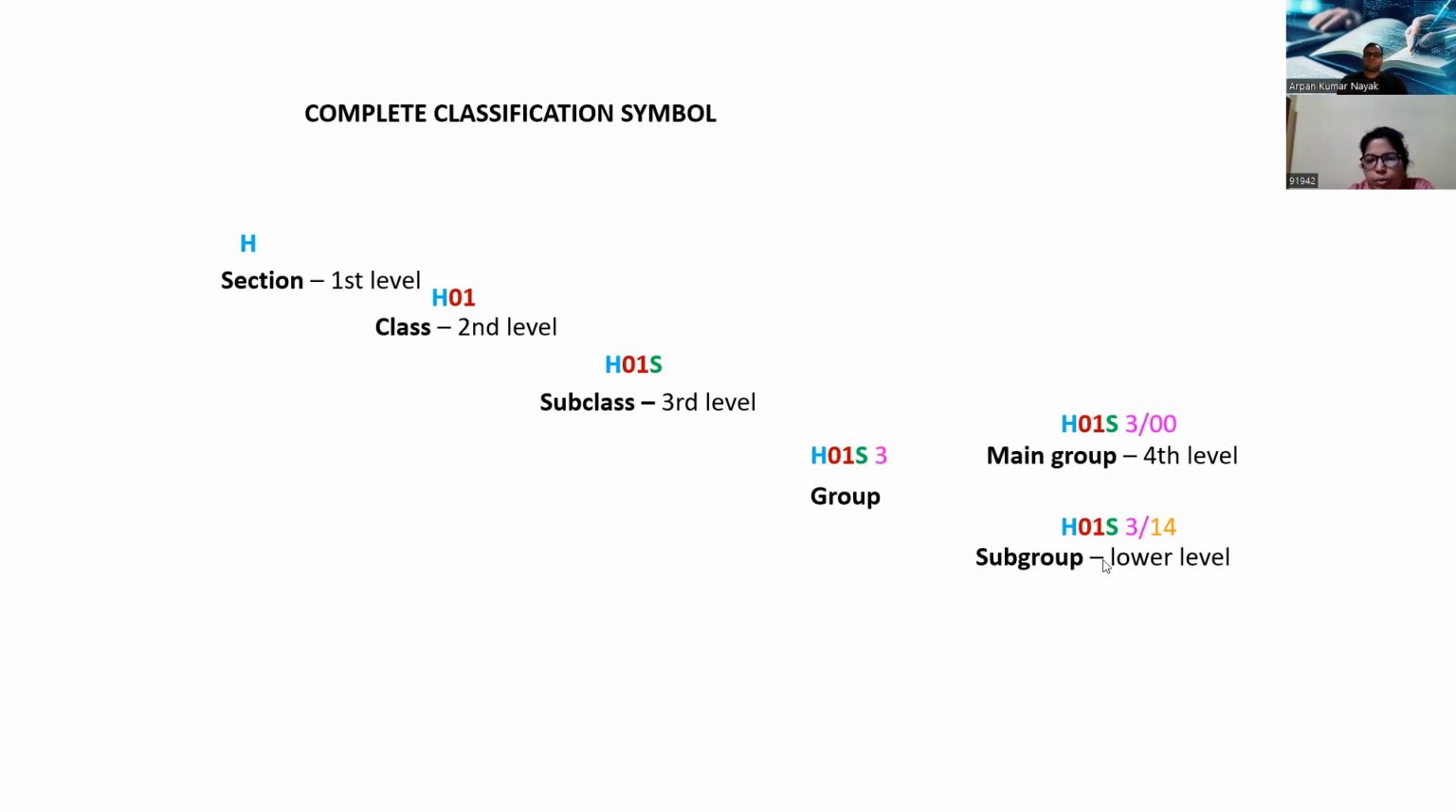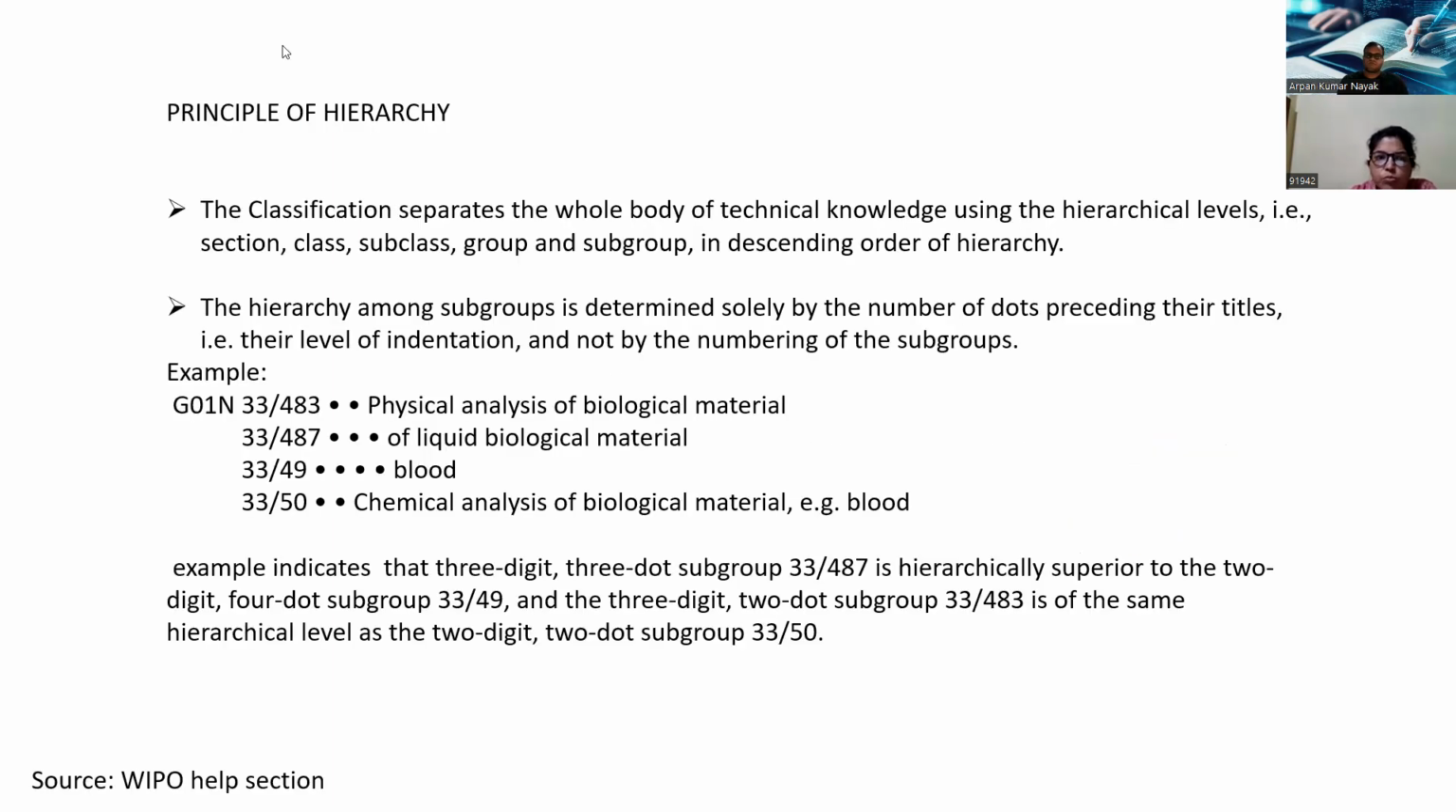So this is the way of reading the IPC codes or CPC codes. But along with that, when we search these classification symbols, there is one more thing: the principle of hierarchy. Generally, this classification separates sections into class, subclass, group, subgroups, and all that in a hierarchical manner. Here you will see an example: G01N 33/483, and after that there are two dots, which indicate the physical analysis of the biological material. Again, we have the numbering system, the group and the subgroups.